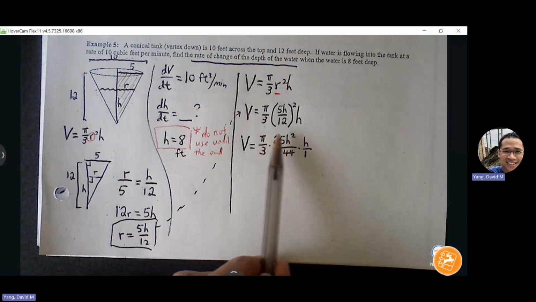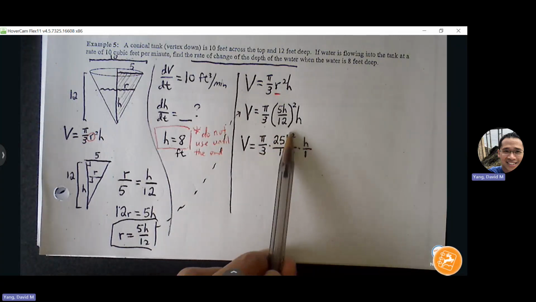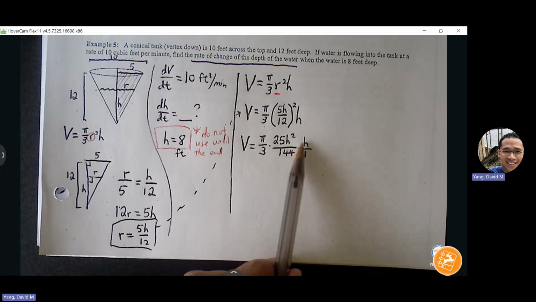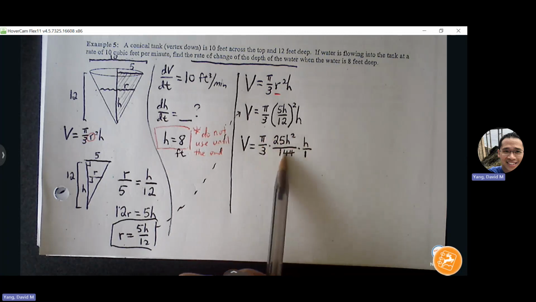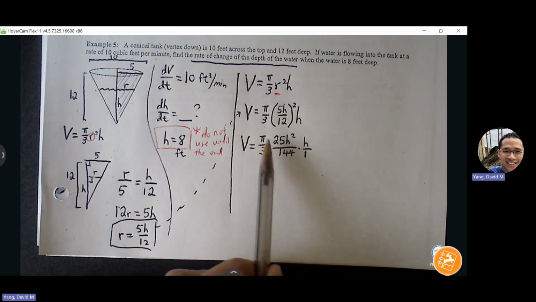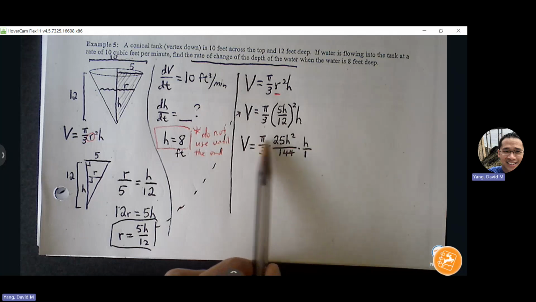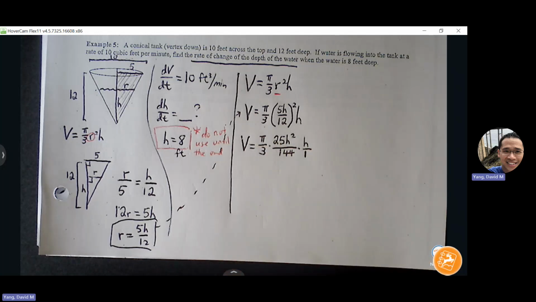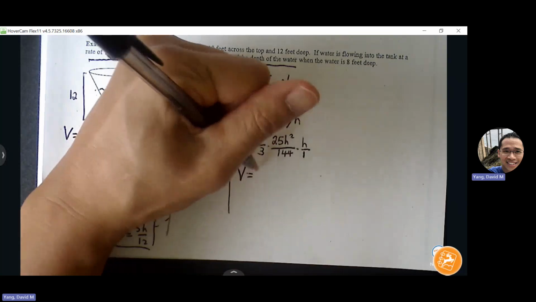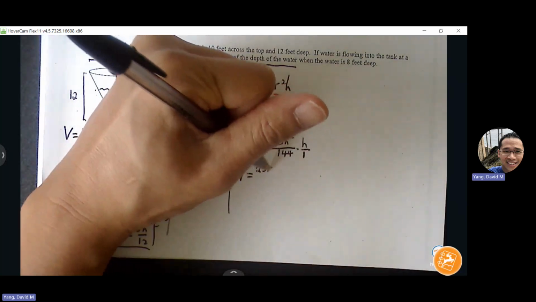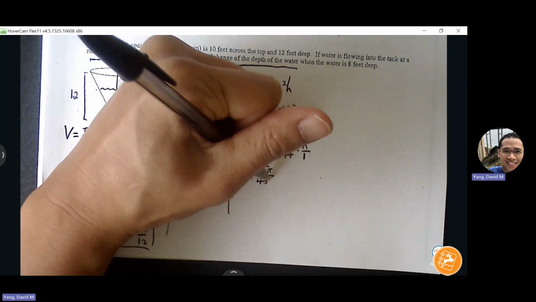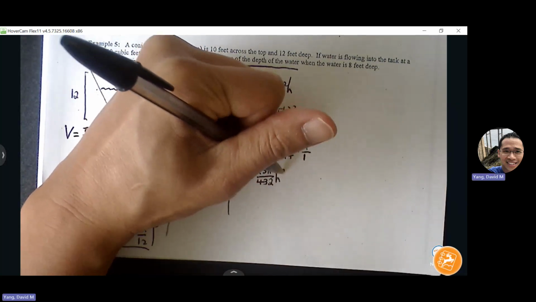All right, I would like to get all the coefficients together and all the variables together. h squared times h is going to give me what? h cubed. Okay, and I'm going to put this all out as a fractional coefficient. So 144 times 3 is 432. The 25 and pi can go together, and I'm just going to push it out as a fraction. I want that h to be by itself. I don't want to see anything below the h, which just makes it messier. So I have 25 pi over 432 h cubed.